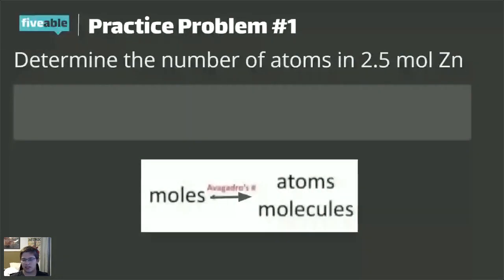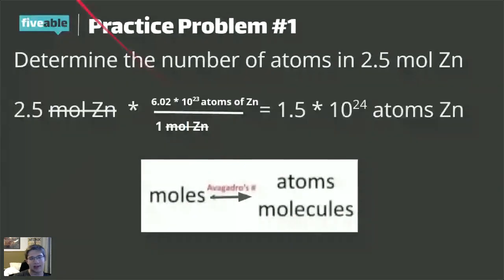Right, so let's think, what is the first step of this problem going to be? We want to set up our dimensional analysis, and then we want to multiply by our conversion factor again, which, as Owen said, is Avogadro's number for every 1 mole. So if we look at this, we set it up exactly like the last problem, where we have 2.5 moles of zinc, and then we multiply by Avogadro's number to get that 2.5 moles of zinc has 1.5 times 10 to the 24th atoms of zinc.